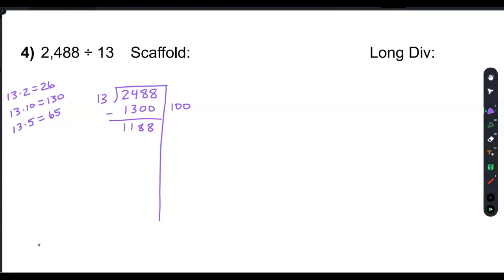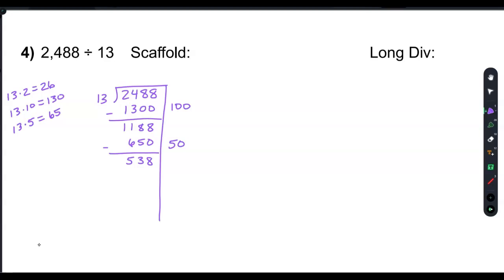So maybe I'm going to go ahead and do this 650. So since 13 times 5 is 65, I could do times 50, and that would be 650. That's decent. 8 minus 0 is 8. 8 minus 5 is 3. 11 minus 6 is 5. So now I've got 538.